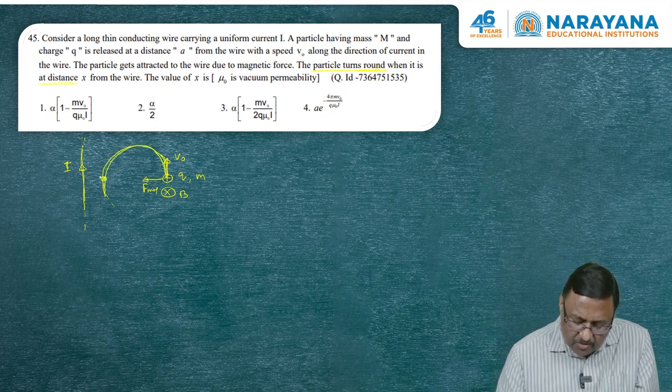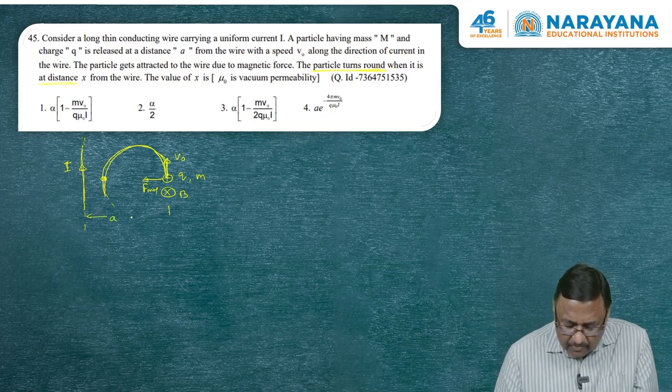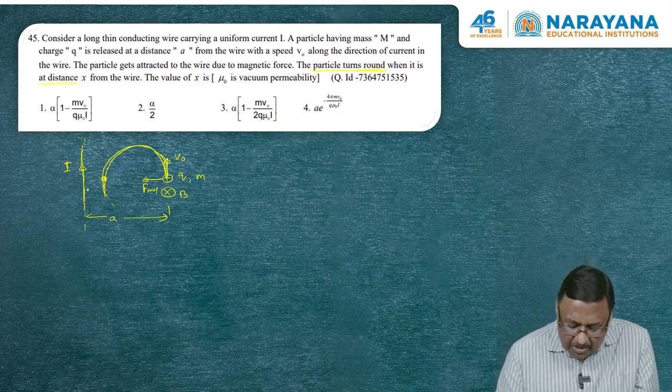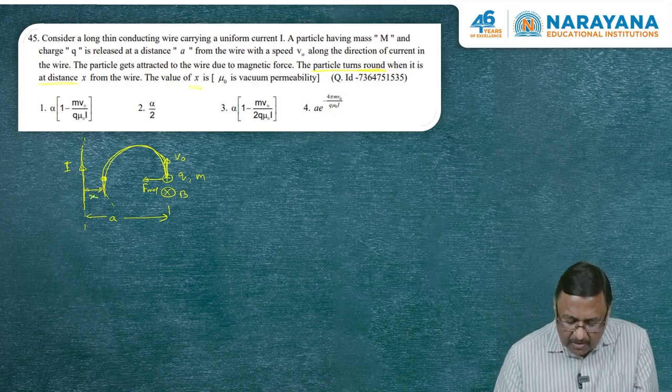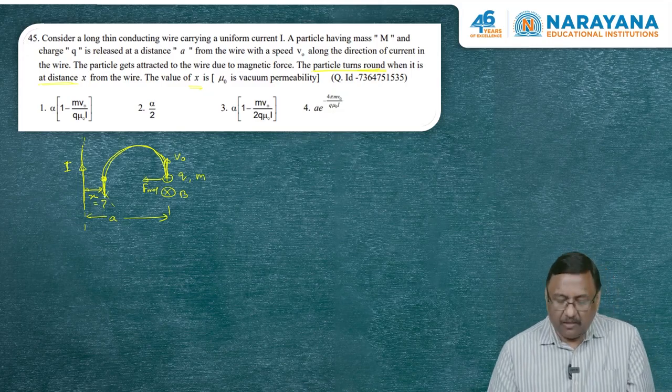What he is asking in this question is, when this particle turns around, so when it has reached this position, this distance, which is given to be x in the question, what is the value of x when it turns around in this manner here.